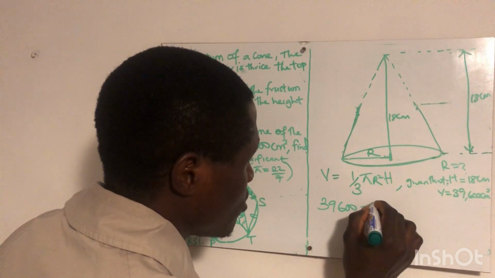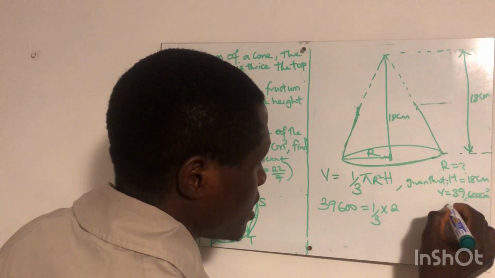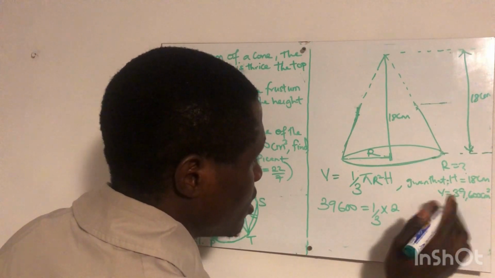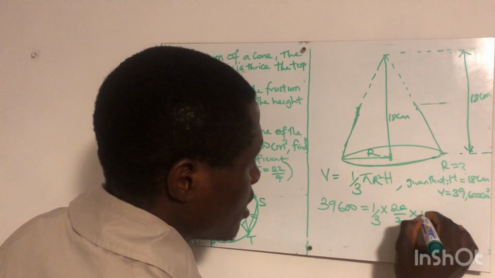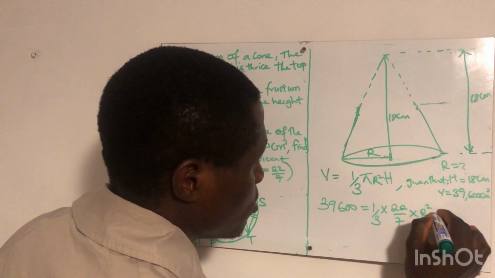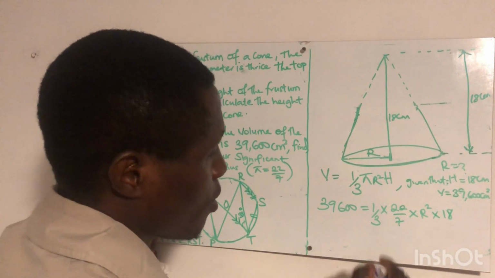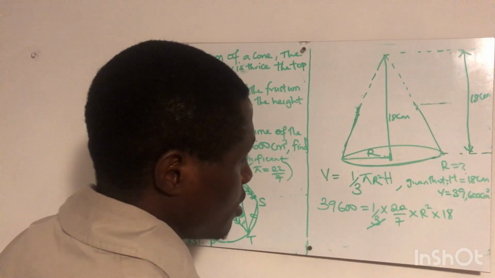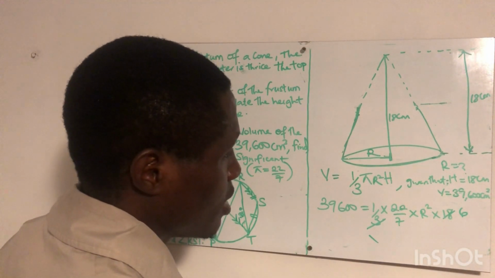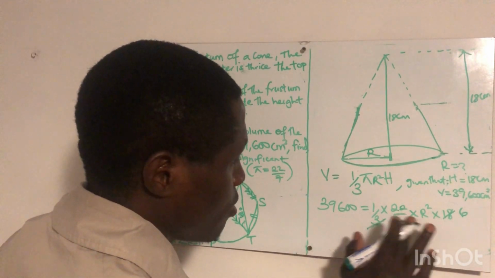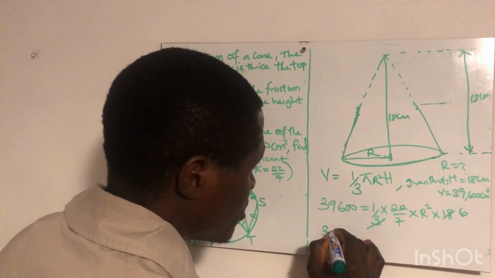So we have 39,600 equal to 1/3 multiplied by, don't forget the pi given to us is 22/7, so 22/7 multiplied by R square multiplied by 18. So we are going to say, okay, 3 here 1, 3 here 6. So that one has eliminated that now. With this now, you can easily multiply this and this together.